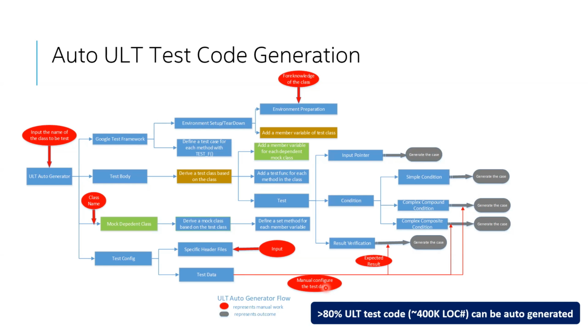The mock class, the test fixture, and the test class can be auto-generated. What our developers need to do is just design the corresponding test cases. In that way, we can have our developers focus on the things that really matter, that is the test case design instead of redundant test code development. So far, we have over 80% of our ULT code auto-generated. It is over 400,000 lines of code.